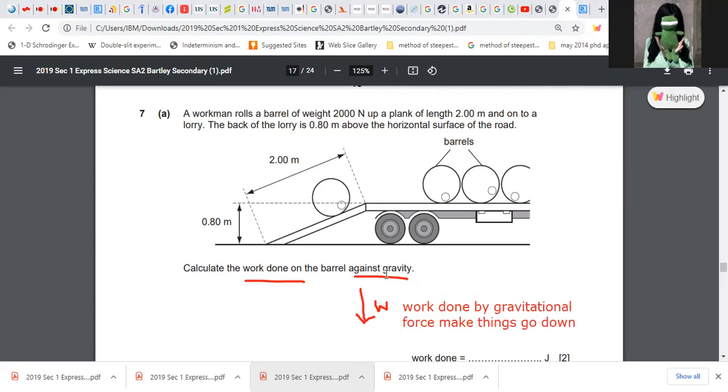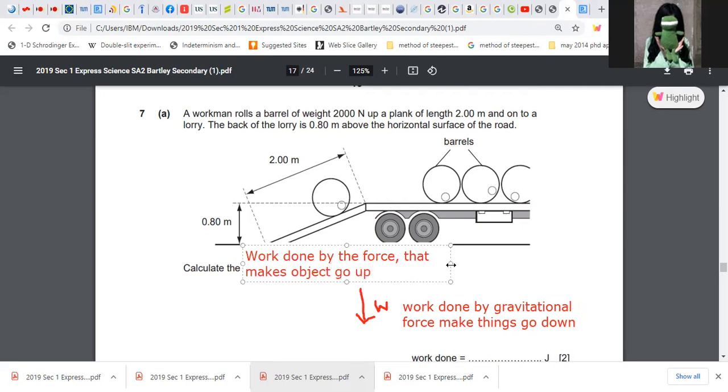So what is against? That means make things go up. So work done against gravity means work done by the force that makes the object go up, opposite to the gravitational force. So what force makes the object go up? What force?